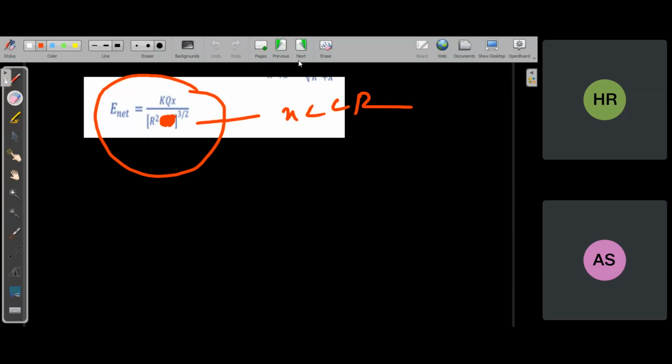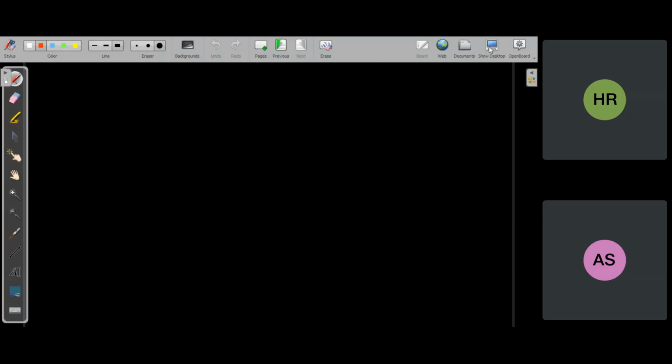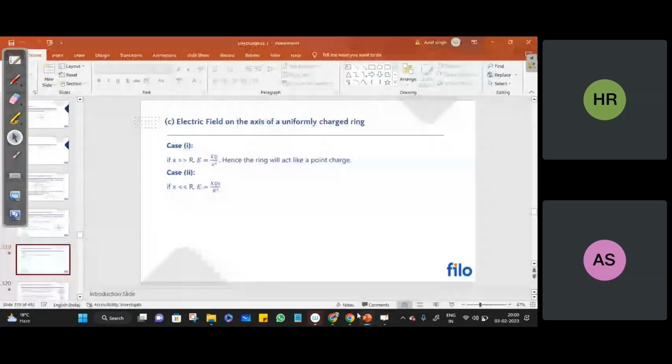And if x is very, very less than r, then this is the case. But what if x is very, very large than r? Then what will you do? So then basically you have to ignore r here. And when you ignore r, you will get kq by x square. In the denominator, r you can ignore now, and then you will get this form. Okay. So directly you can do it here.